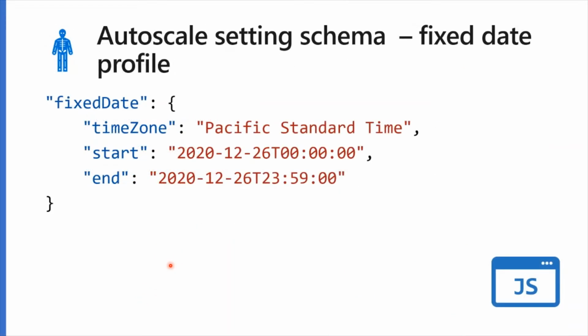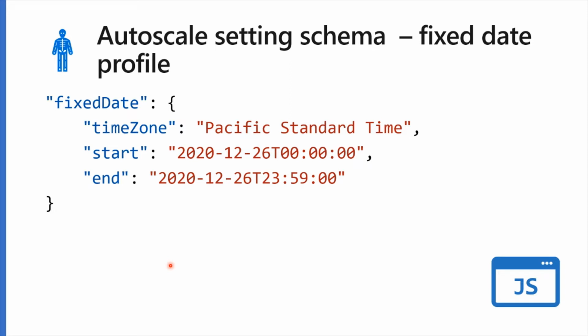Fixed date profile. Further for scale out and scale in, this profile is for special cases. For example, let's say you have an important event coming up on December 26th. You want the minimum and maximum capacity of your resources to be different on that day, but still scale on the same metrics. In this case, you should add a fixed date profile to your settings list of profiles.